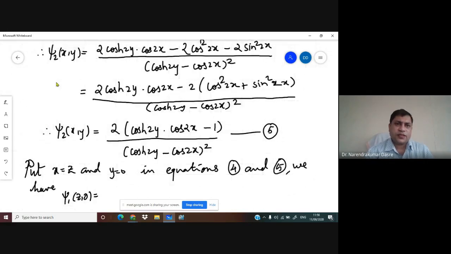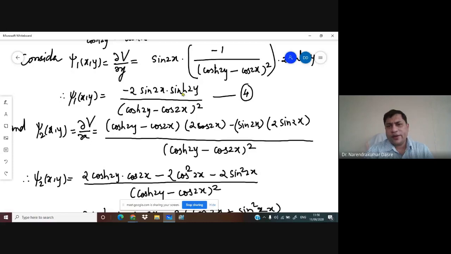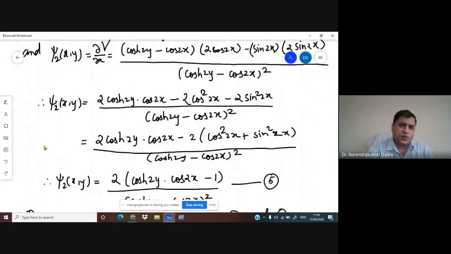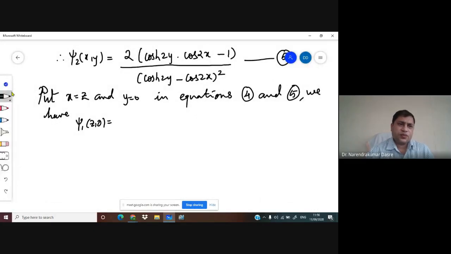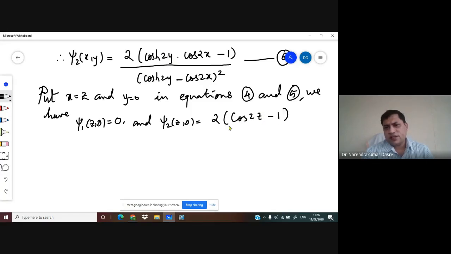So sine square 2x. And here we have this term, hyperbolic cos of 2y minus cos of 2x bracket square. And now what we can write is psi 2 of xy is equal to, this term is going to be 1. So we can have twice hyperbolic cos of 2y into cos of 2x minus 1 upon hyperbolic cos of 2y minus cos of 2x bracket square. This is our next equation.